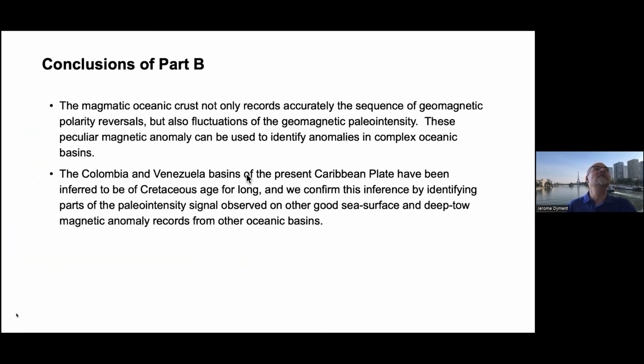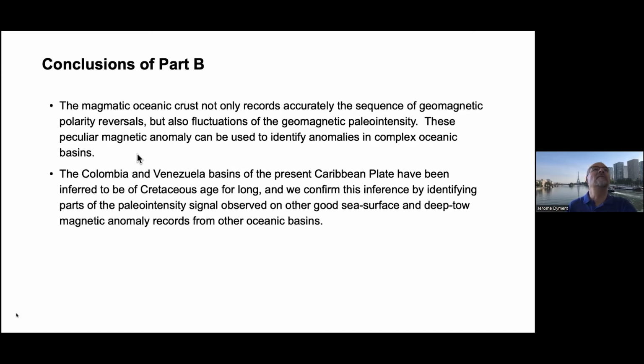Okay, so the conclusion of this is that the magmatic oceanic crust does not only record accurately the geomagnetic polarity reversals, but also the fluctuation of the paleointensity. And this should be used to identify anomalies in complex oceanic basins.